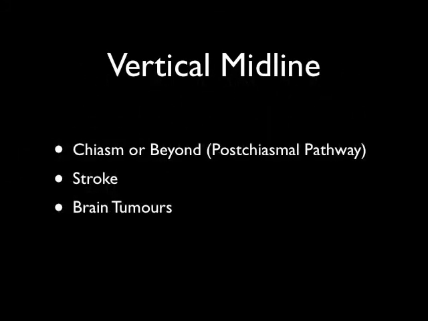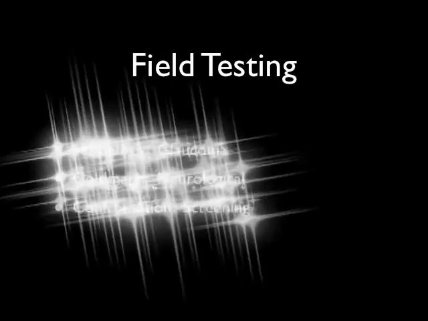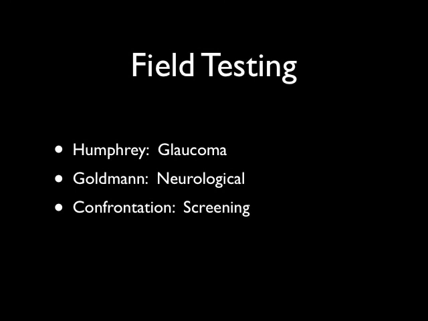Field defects which respect the vertical midline may arise from the optic chiasm and beyond. Causes include stroke and brain tumours. Humphrey field testing is routinely used to screen and monitor glaucoma, while Goldman testing may be used in neurological field defects. Examination to confrontation can be done quickly, so that it need not be missed out of any routine neurological or ophthalmological assessment.